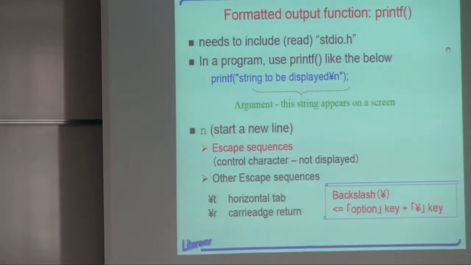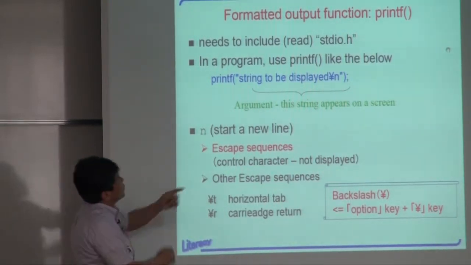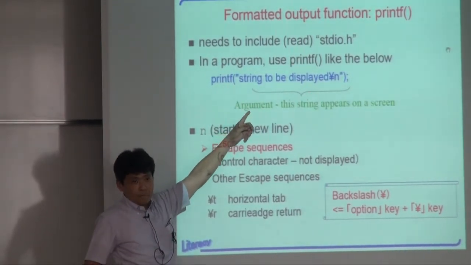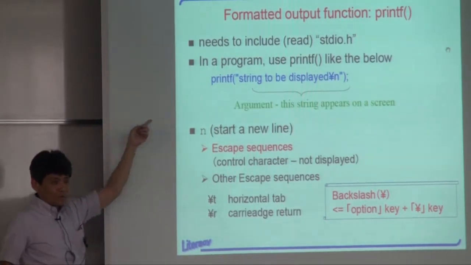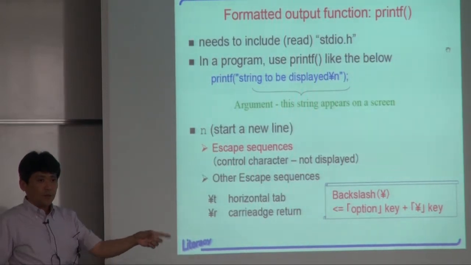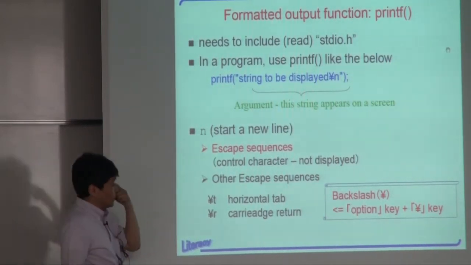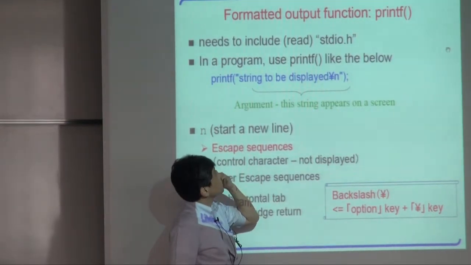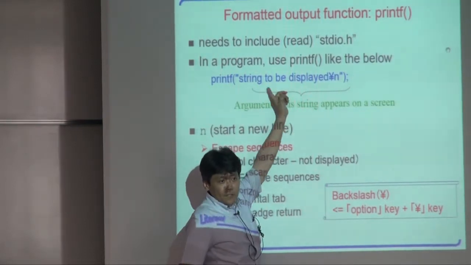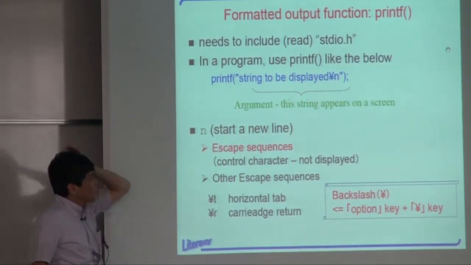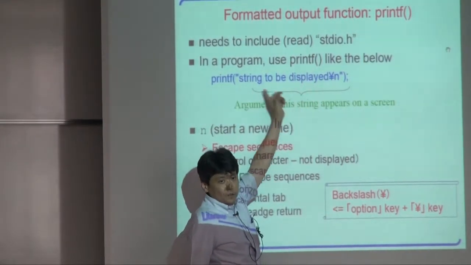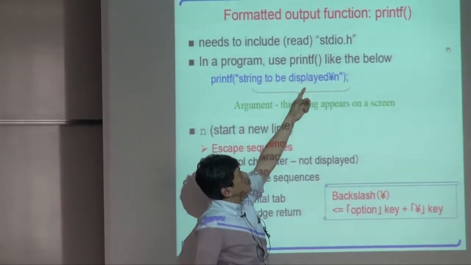So I already briefly explained printf. This sheet shows the explanation of the functionality of the printf function. As I already explained, the printf function displays any string on the computer screen, specified as the first argument like this. The first argument should be a string. This case is a string to be displayed.